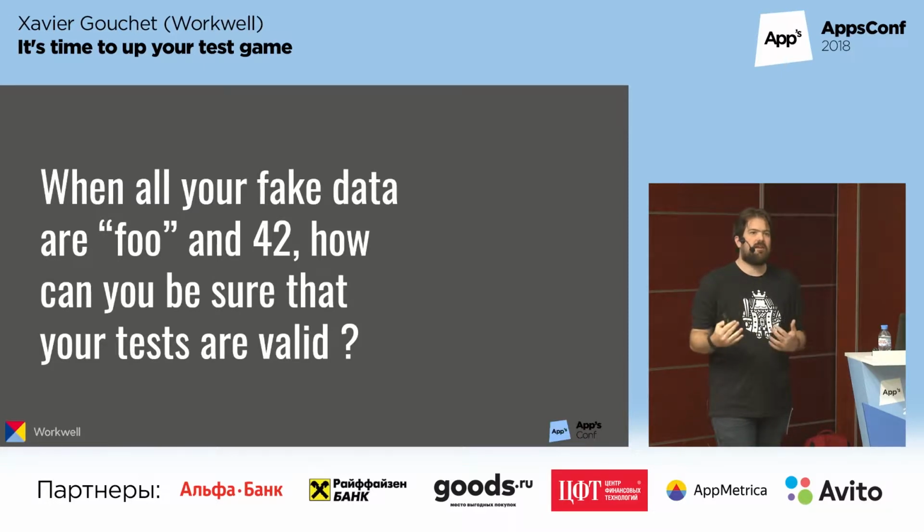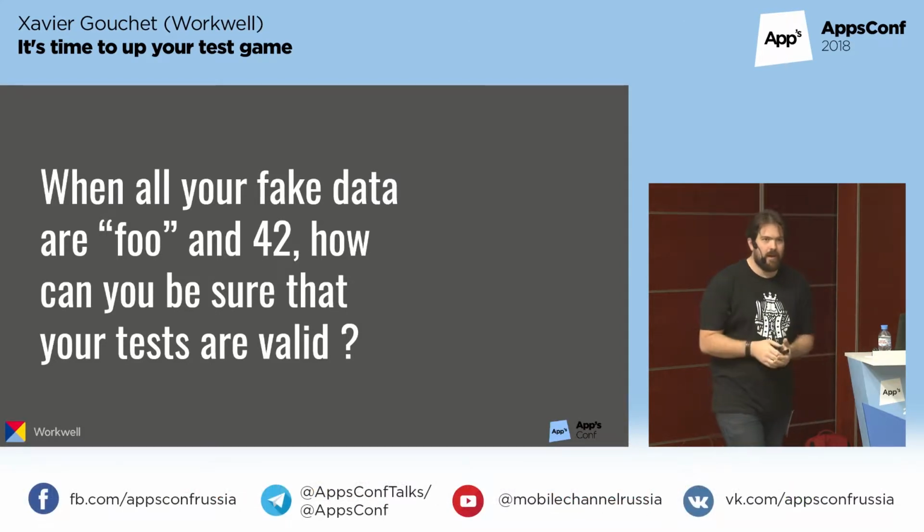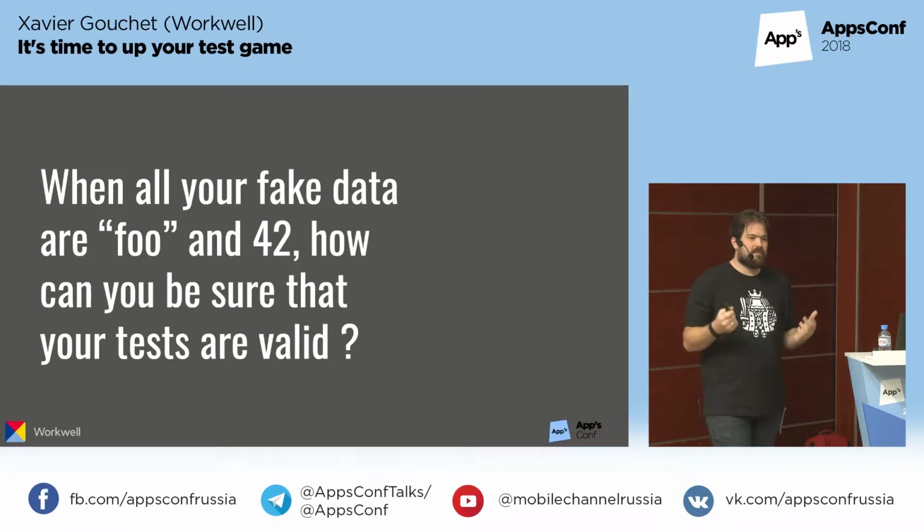The problem is, when all your fake data is foo and 42, how can you be sure that your test is valid? I had this issue in some tests of mine where I'm testing something and I say, okay, I need the result to be 42 because that was the user ID I added as test data. The problem is, there was some error in my code, and the value that was returned was not the user ID, it was the company ID. But the company ID was also 42 because I used 42 everywhere. And so the result was correct, the test was green, but the 42 I got didn't come from the correct place.